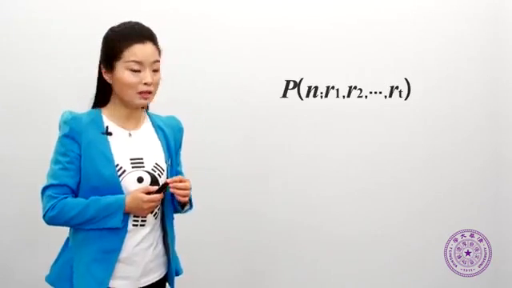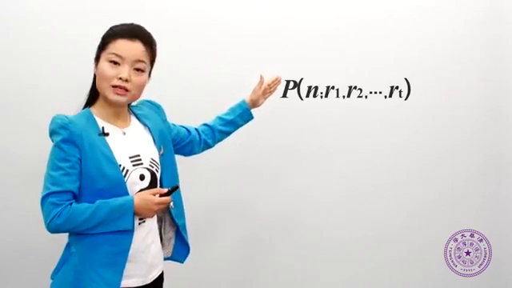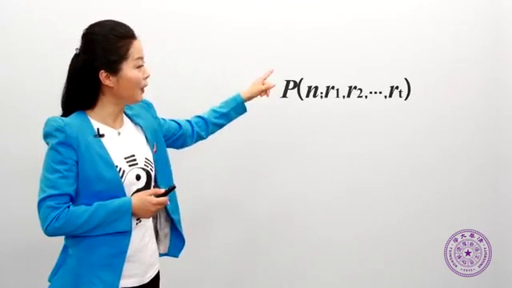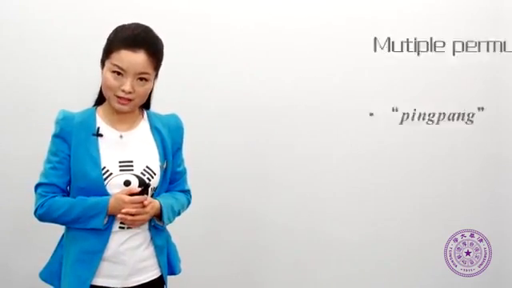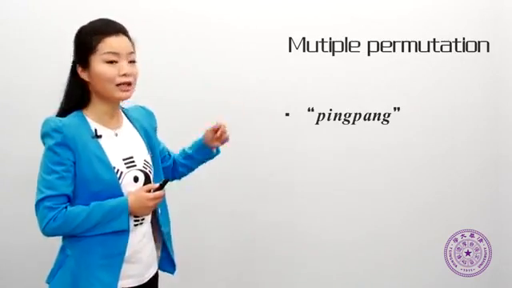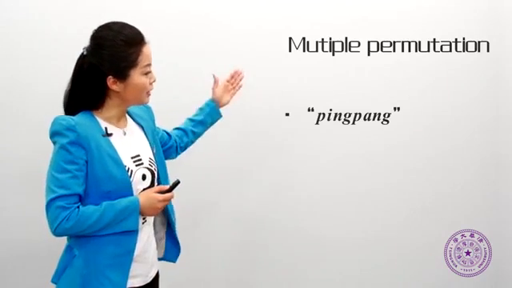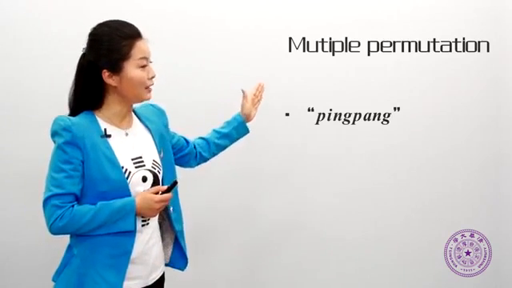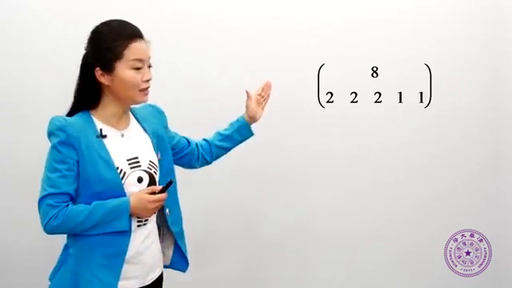We denote it as P_n, add a semicolon, then use r1, r2, and so on to denote the number of each element. For the word ping pong, it contains 8 letters, in which there are 2 N's, 2 G's, and 2 P's. So we write it as P_8; 2, 2, 2, 1, 1.